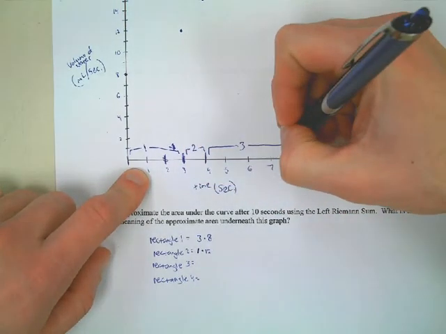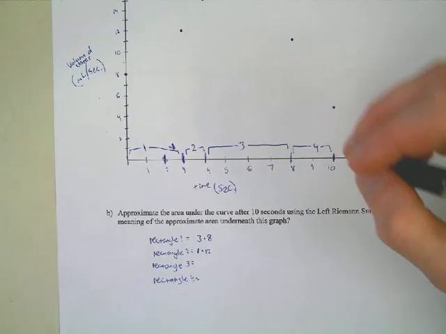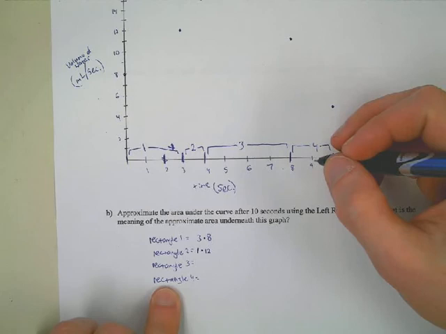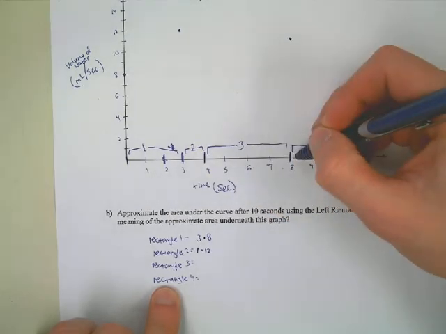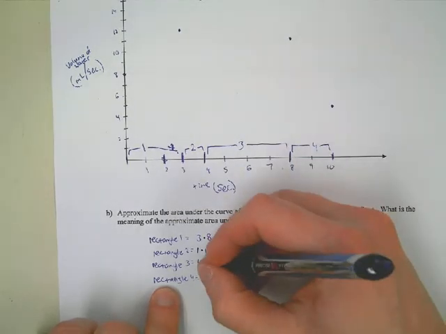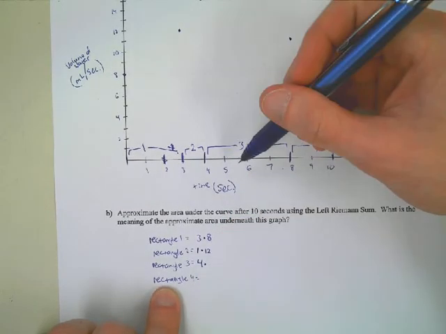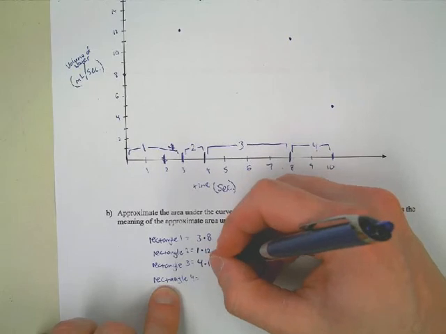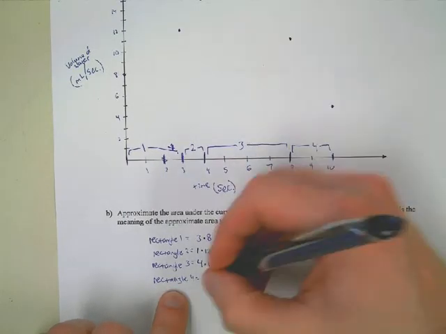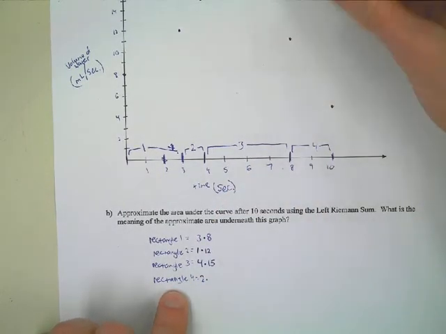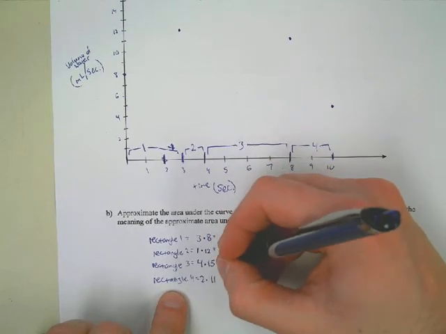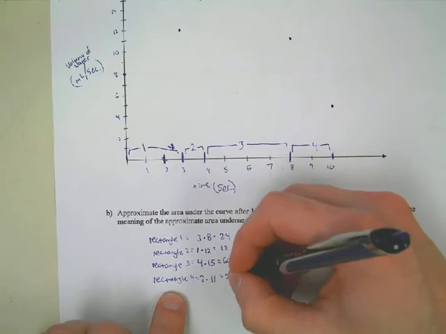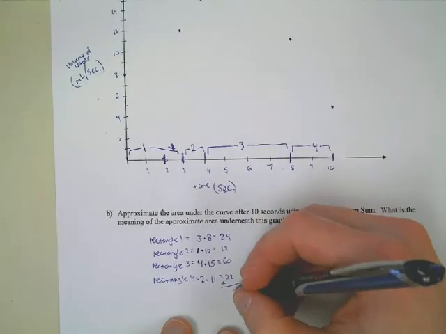All right, and so our third rectangle has a width of what? So 4 to 8 has a width of 4, right? 4. And then a height, left-hand sum there, 15. And then rectangle 4 has a width of 2 and a height of 11. So you get 24, 12, 60, and 22. So we get 8 and 5. So 58.